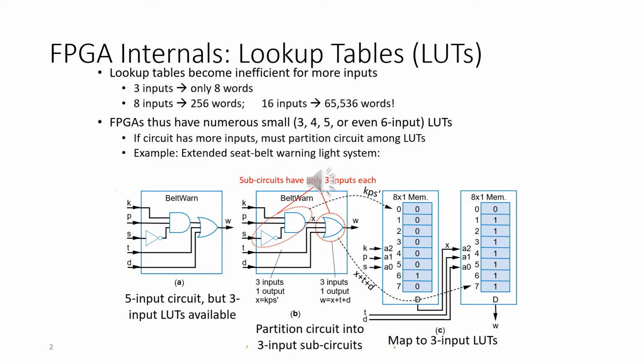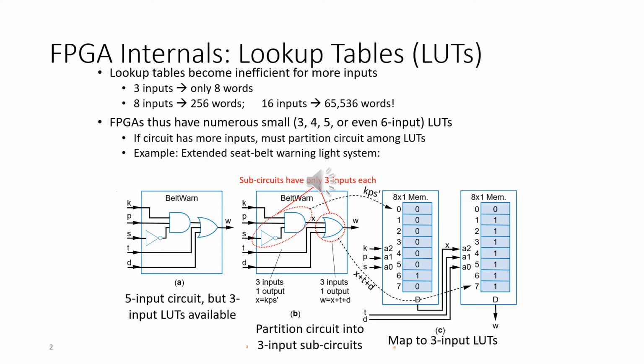If the circuit has more inputs, we must partition the circuit into smaller parts so that they can map to the smaller lookup tables. For example, we have extended the seatbelt warning light system over here. Now we require 2 lookup tables to map this. The first lookup table is implementing K dot P dot S dash, and the second lookup table is mapping X dot X plus T plus D. So you can see 3 inputs are going to the first lookup table, and the output of this lookup table along with two other inputs are going to the second lookup table.